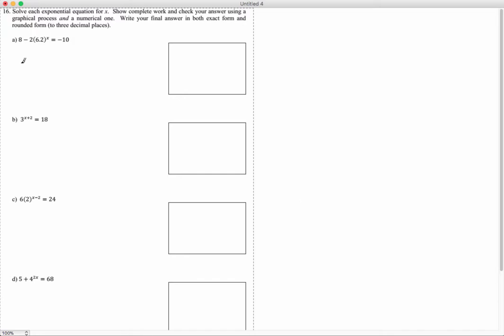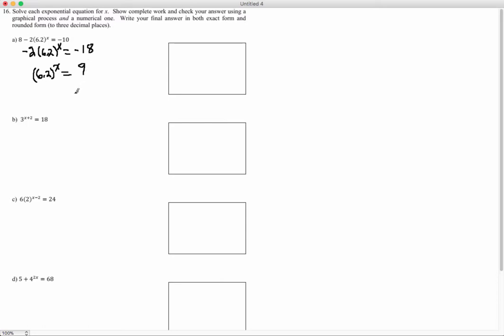So first one here, we've got 8 minus 2 times 6.2 to the x equals negative 10. First move, we're going to subtract the 8 from both sides. So this is going to give us minus 2 times 6.2 to the x is equal to a negative 18. That was subtracting 8 from both sides. Then we're going to divide both sides by negative 2, and that'll give us 6.2 raised to the x power is equal to a positive 9.